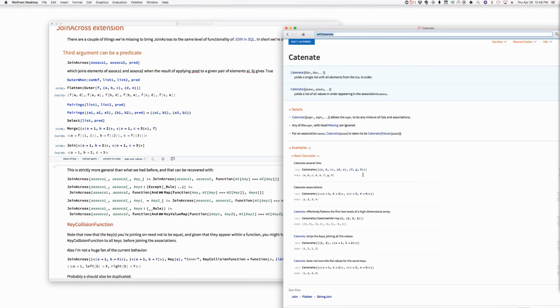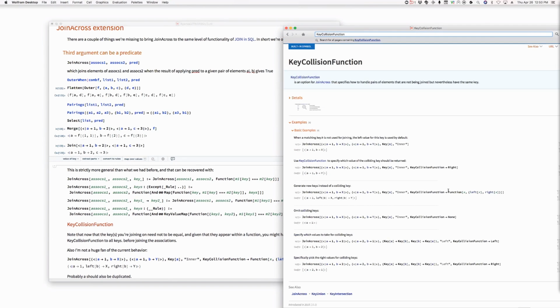No. What are you saying? We're saying the key collision function specifies what to do with keys that collide if it is given associations. Okay, but you can have more than two associations. So how do you do that? So you'll need an n-array key collision function to choose which association to use, or how? I'm not sure. How does the key collision function usually work with join across? Oh, it's only for join across.